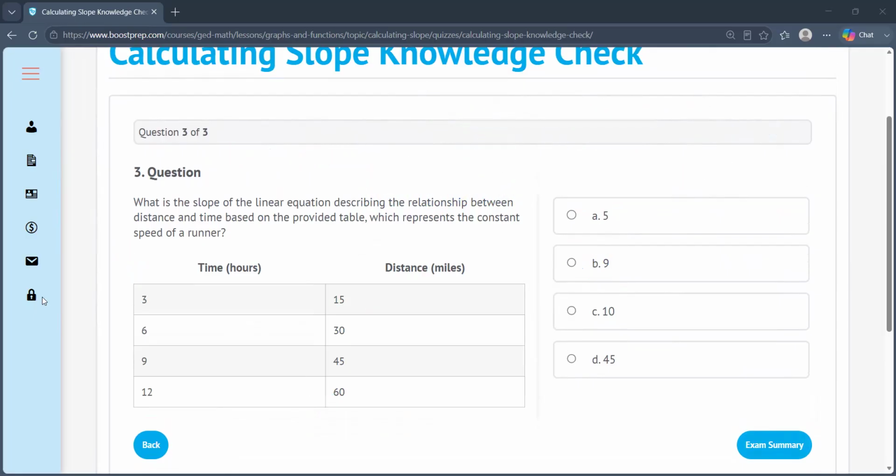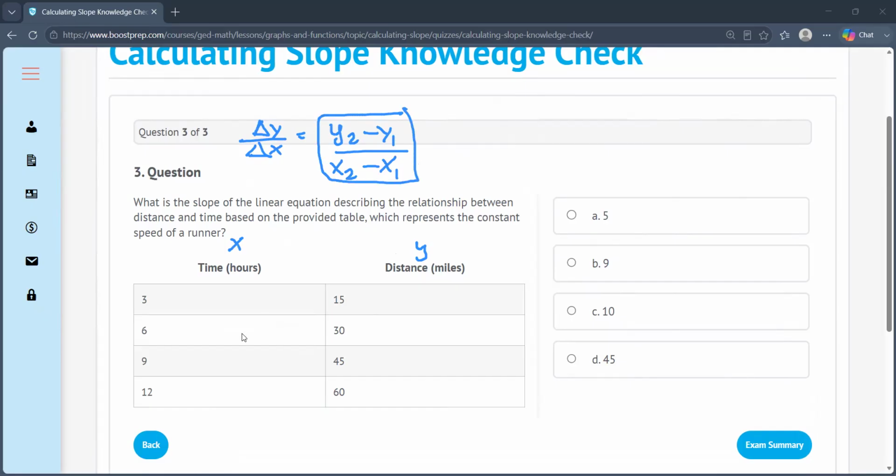Let's do question 3. What is the slope of the linear equation describing the relationship between distance and time on the provided table, which represents the constant speed of a runner? So what is the slope? They give you coordinates, believe it or not. I believe time will represent the x and the distance will represent the y. So what is slope? Change of y over change of x, or y2 minus y1 over x2 minus x1. In fact, that's what I'm going to use.